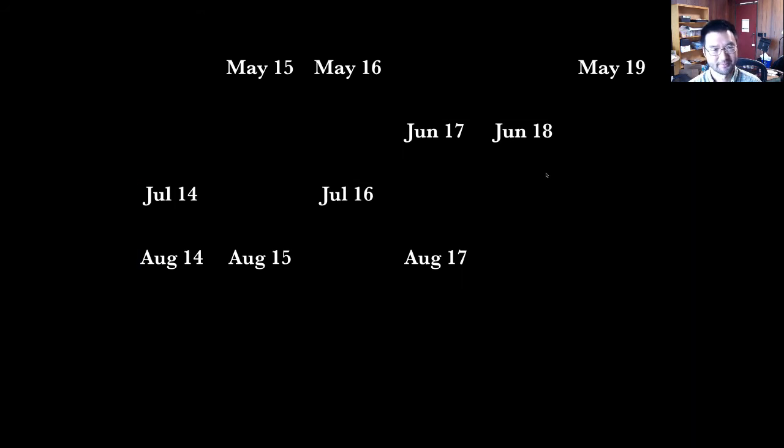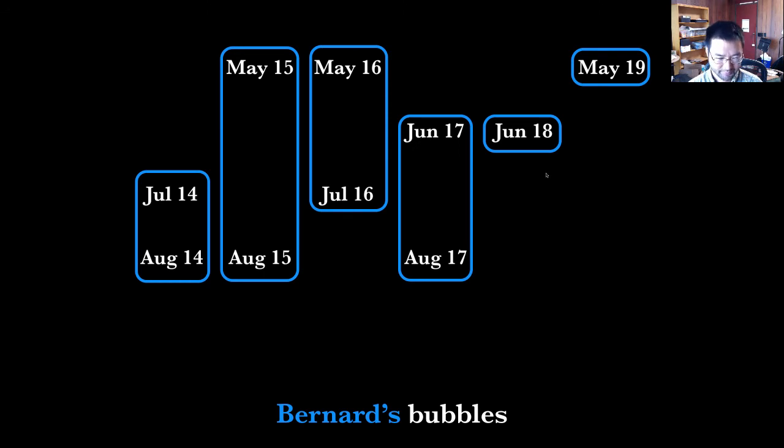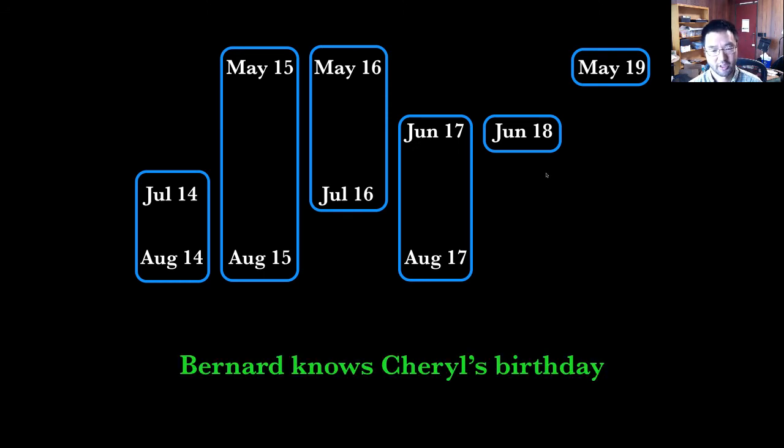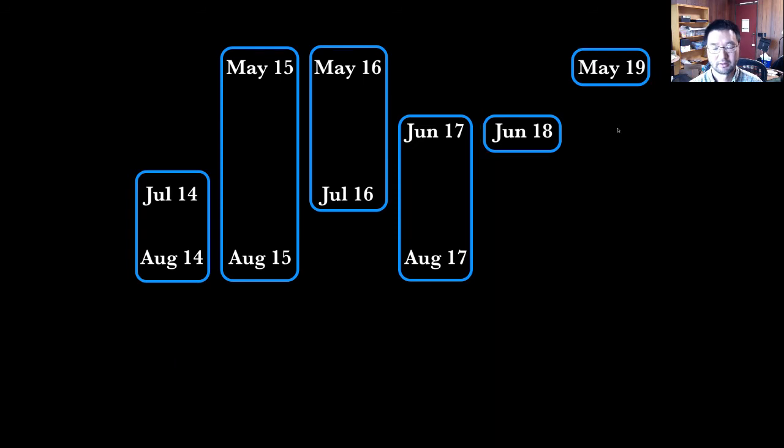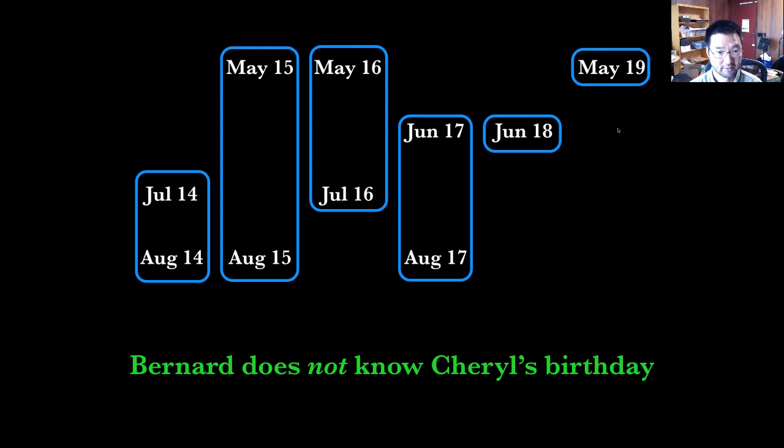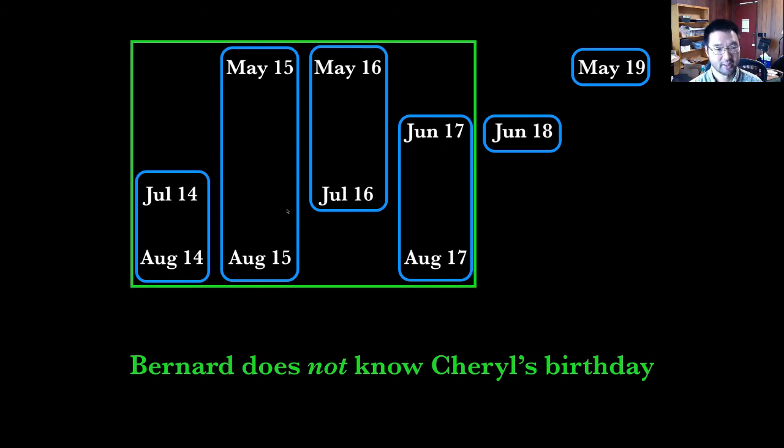Okay. How about Bernard? These are Bernard's bubbles. Okay. When does Bernard know Cheryl's birthday? Well, when his bubbles contain a single date, which are these 2 dates up here. Okay. When does Bernard not know Cheryl's birthday? It's simply all these dates here.